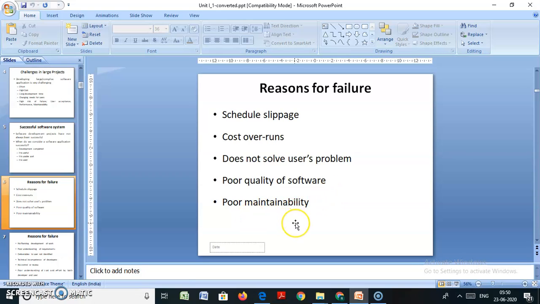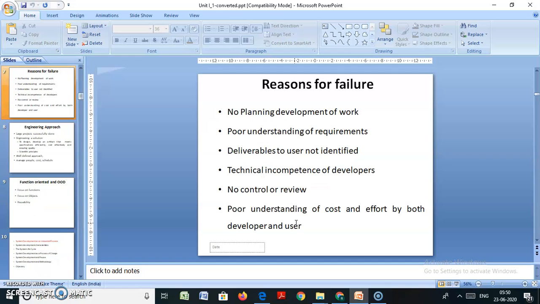Poor maintainability. We can develop the software, but it is difficult to maintain. That is one reason for the failure of the product. It should be maintainable, and in that way we have to develop the product. Otherwise, it leads to failure. Next, no planning in development of the product. Without planning we develop the product, so definitely it can lead to failure.